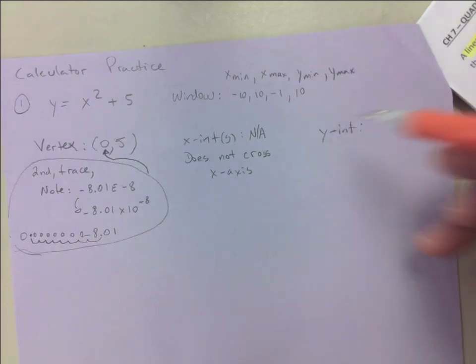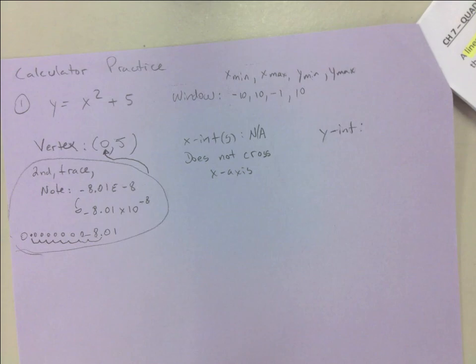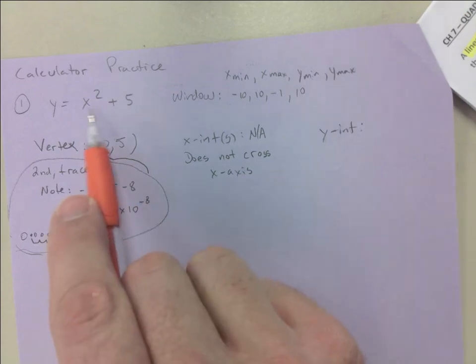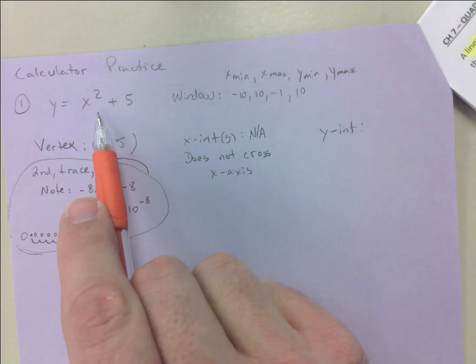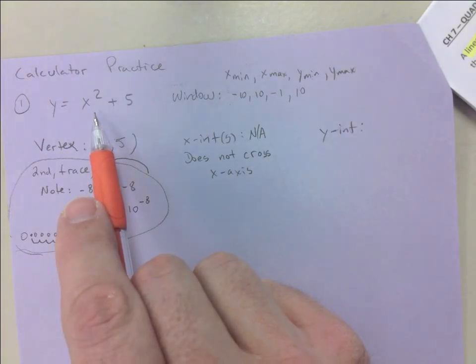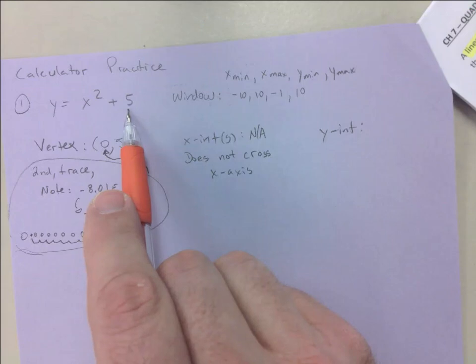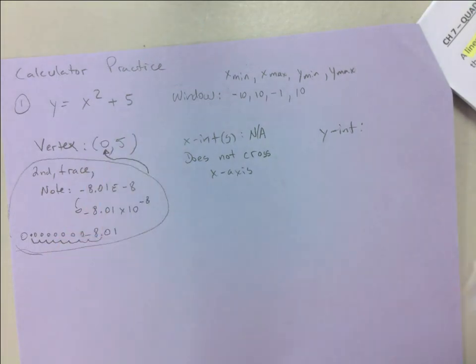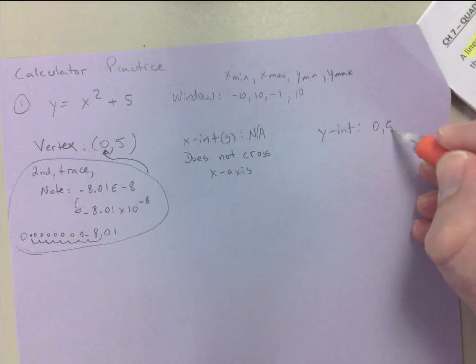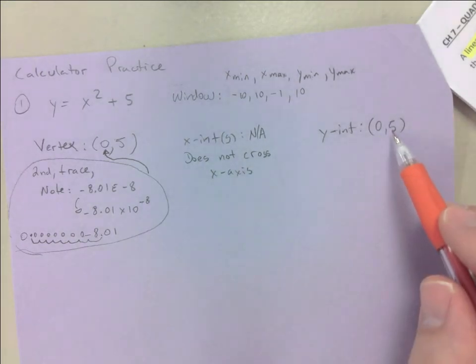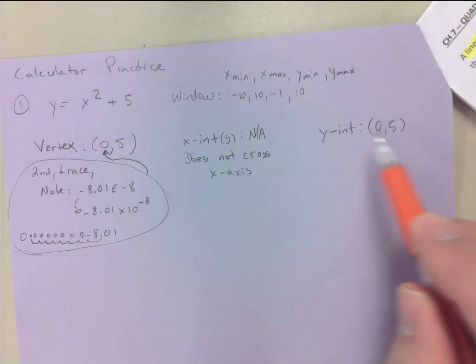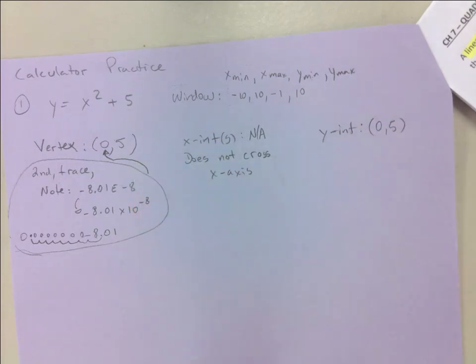And then what's the y-intercept? Do I need my calculator for this? Is this in general form? No brackets, right? So that constant is my y-intercept. So it's 0, 5, okay? Mr. Dirksen, the vertex and the y-intercept are the same. Is that okay? Yes, it is okay. In this case, they're exactly the same.